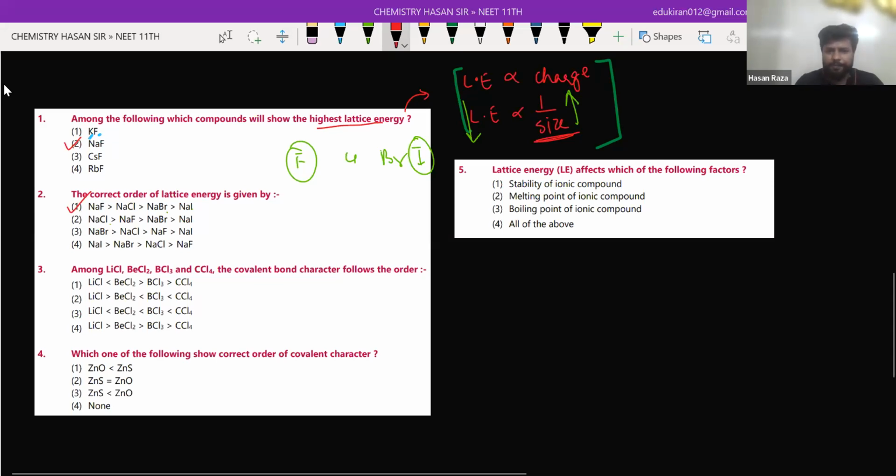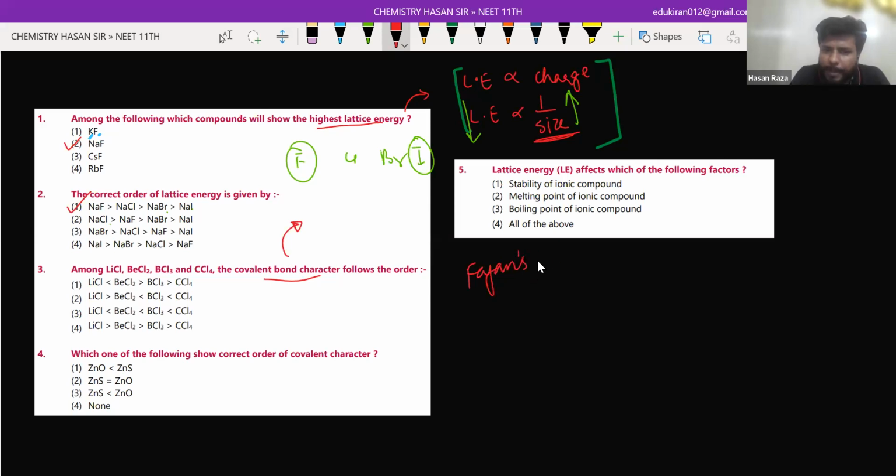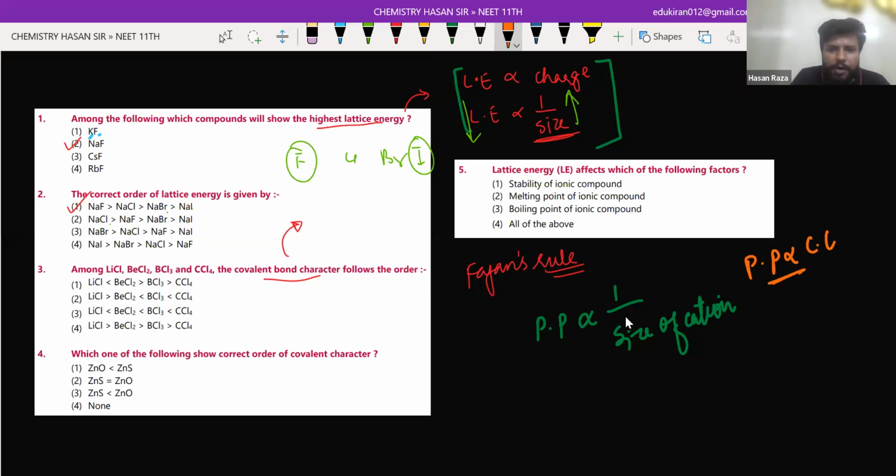Third is also not correct. Covalent character we do generally by Fajan's rule. Have you heard of this Fajan's rule? Yes or no? Yes, sir. So what does Fajan's rule say? Polarizing power is inversely proportional to size of cation, or you can write polarizing power directly proportional to covalent character. More polarizing power, more covalent character. That means covalent character is also inversely proportional to size of cation.